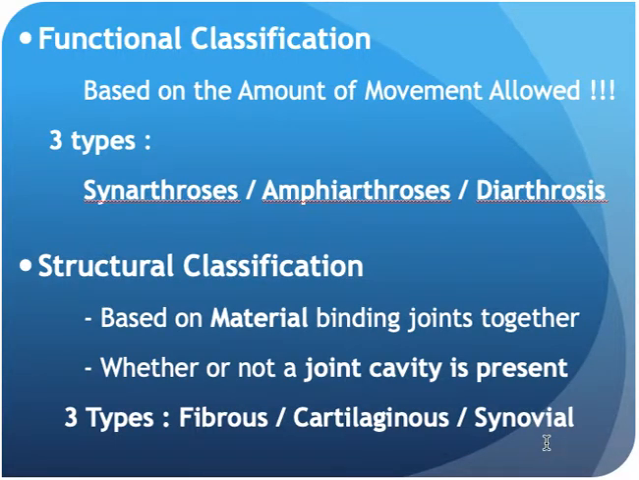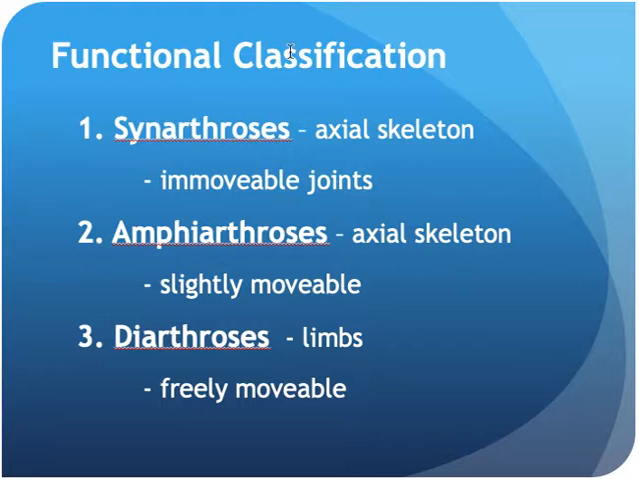So again, make sure you know there are two different classifications, and then make sure you know what the three types of each classification are, because these are really easy multiple choice questions. When we're talking about functional classification, we're talking about motion. We have a synarthrosis, an amphiarthrosis, and a diarthrosis.